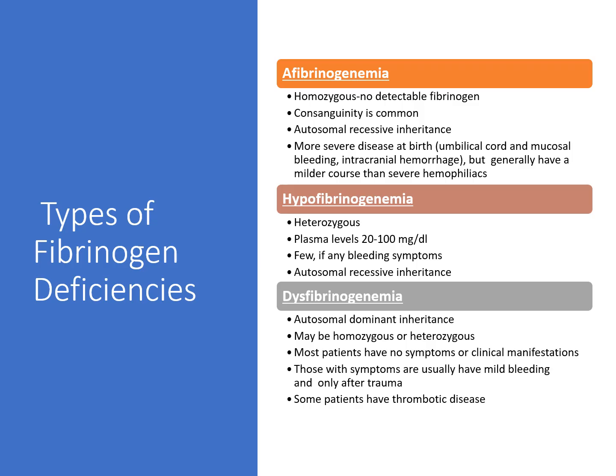Now, those are both quantitative. Let's talk about our qualitative fibrinogen deficiency or disorder. Dysfibrinogenemia is an autosomal dominant inheritance pattern, and these patients may be homozygous or heterozygous. Most patients have no symptoms or clinical manifestations, and those with symptoms usually only have mild bleeding with trauma. However, some patients have thrombotic disease, so it's going the other way.